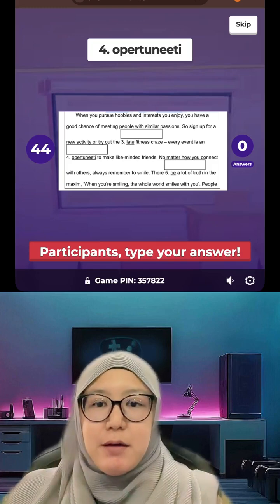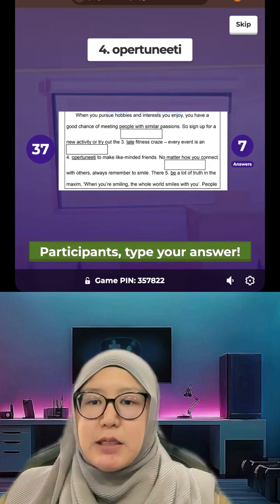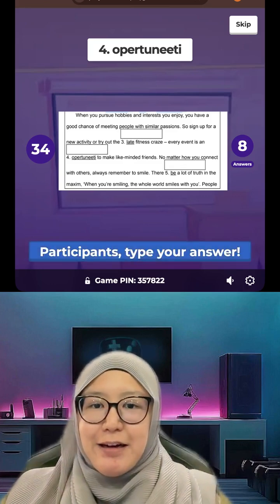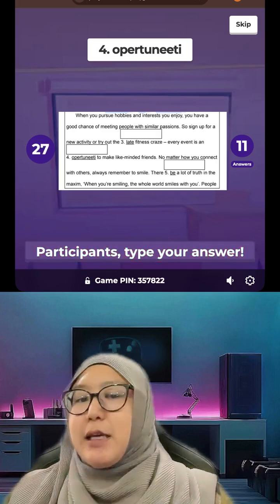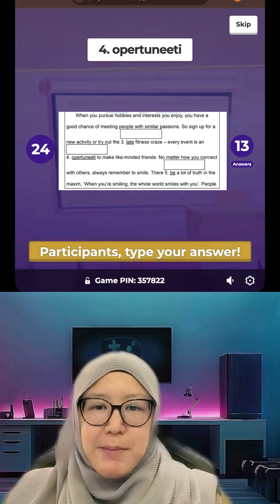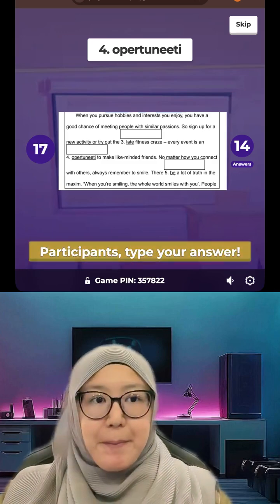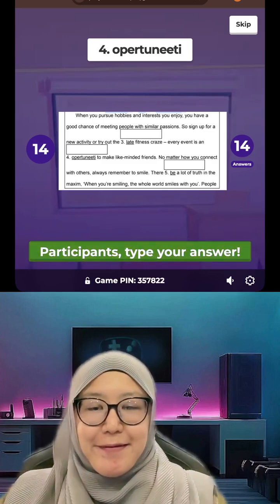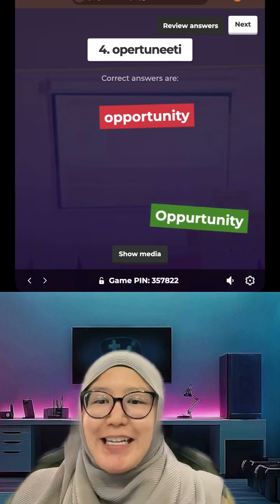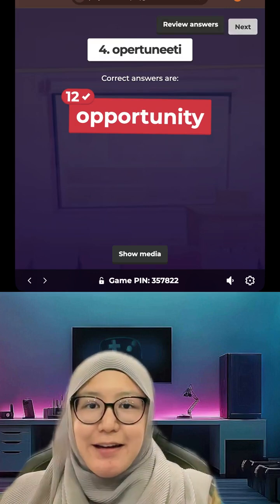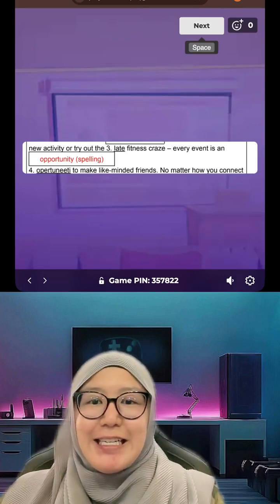Now, on to question 4, opportunity. So this is a simple one. Can I get all 16 participants to answer before the timer hits 30 seconds? No, okay, maybe 25. Opportunity. You must be thinking whether there are double P or only single P. Opportunity. Oh no, the correct answer is opportunity. Okay. Genius hand, salute. Okay, so that is the correct spelling.